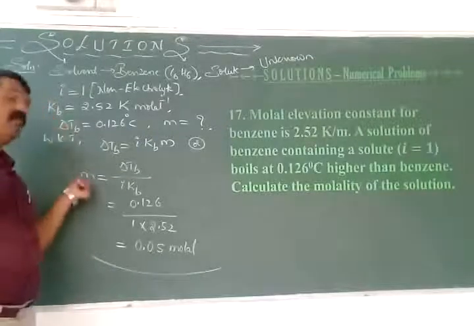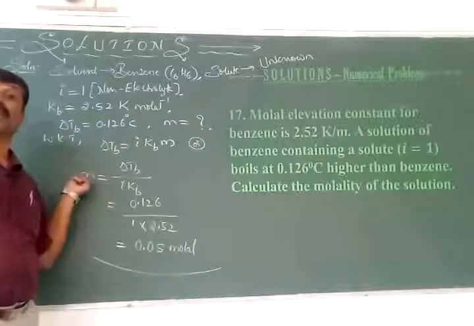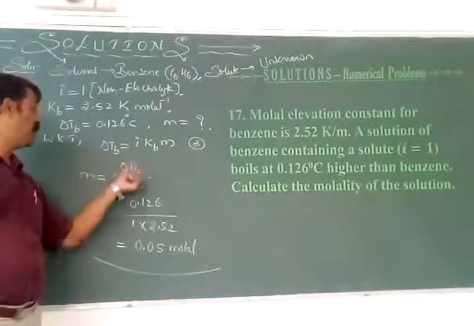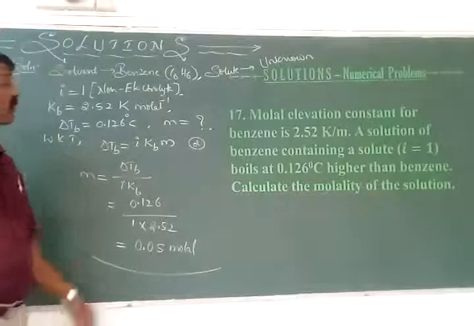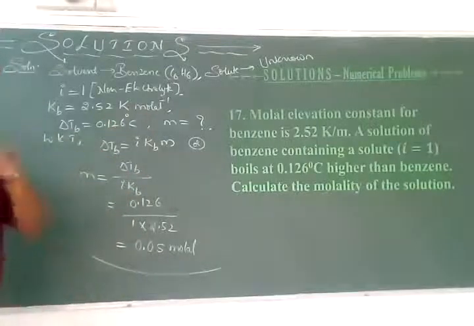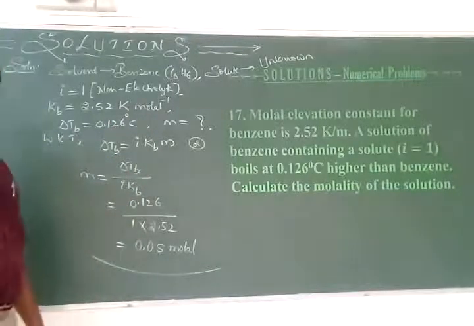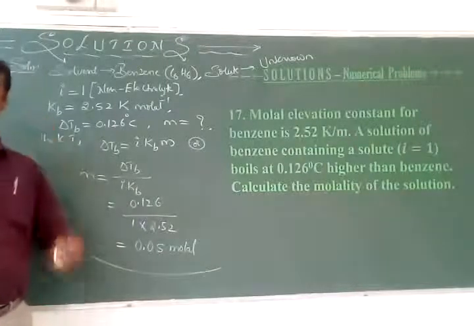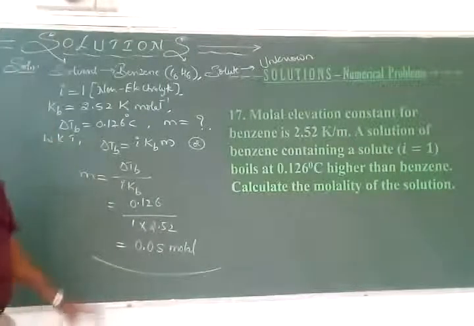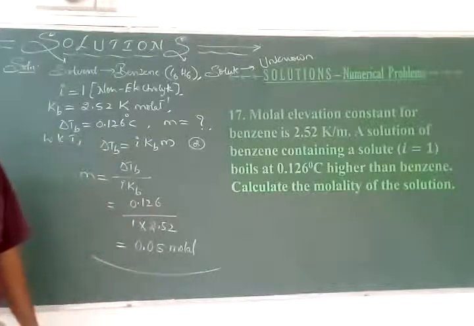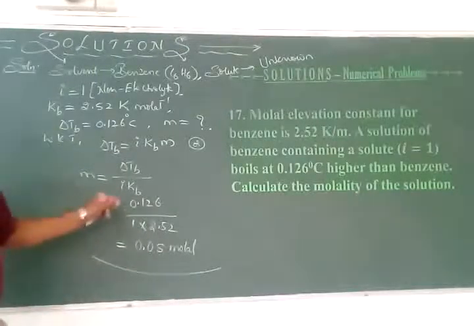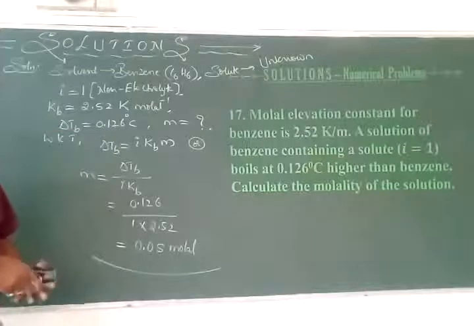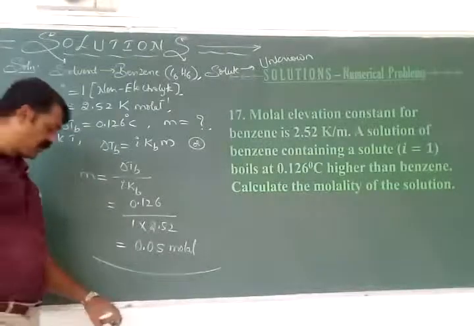If these two are given, we have to calculate the molality. Molality is equal to delta Tb divided by i into Kb. But here i is directly given as 1. I equal to 1 refers to a non-electrolyte, because it neither associates nor dissociates. On that basis, the final value for the molality of the given solution is 0.05. Okay, so that is about the 17th numerical.